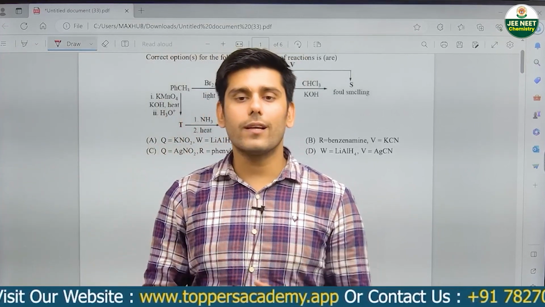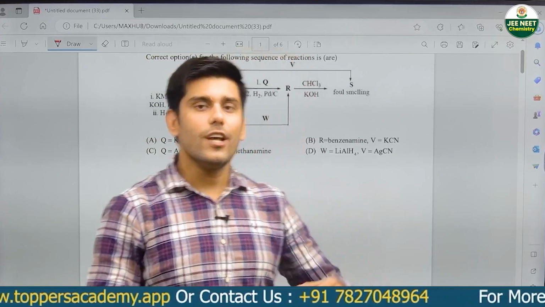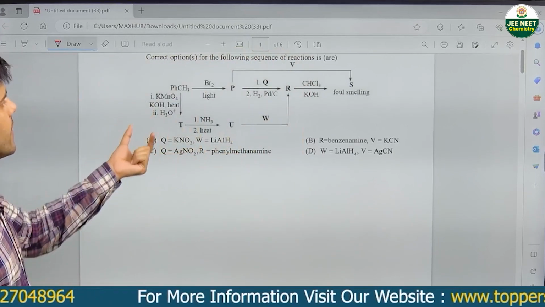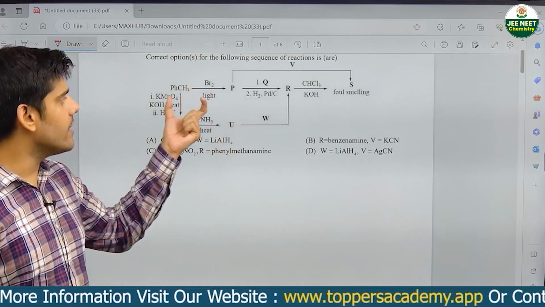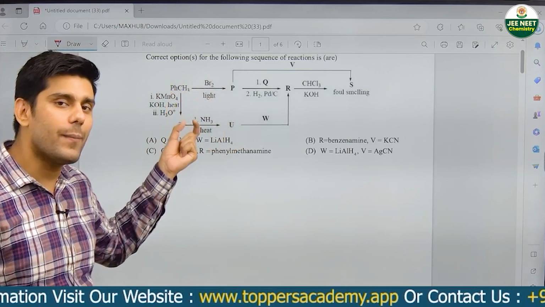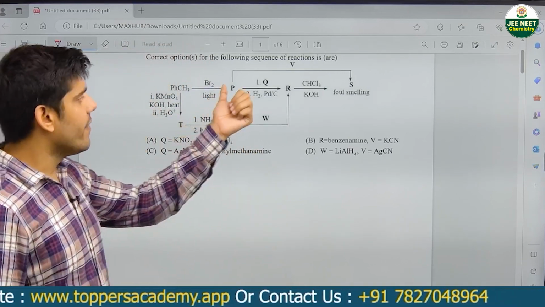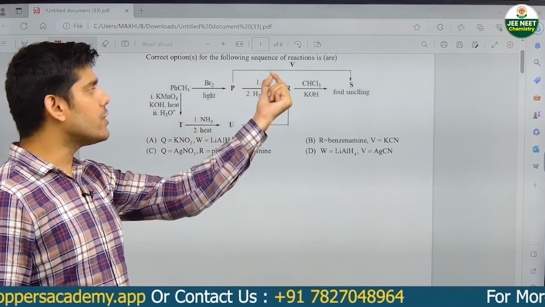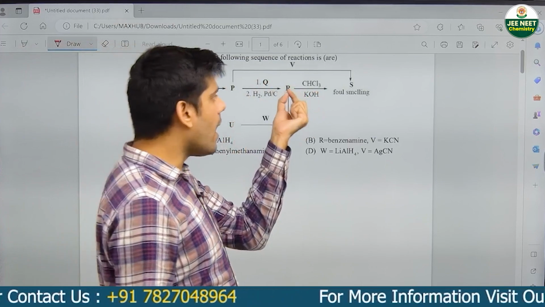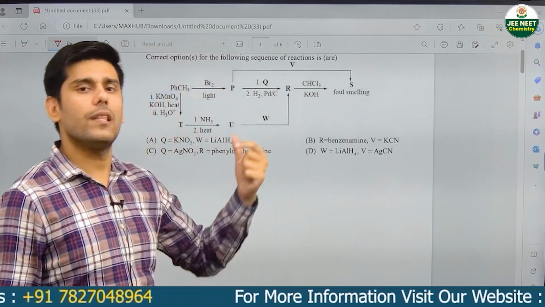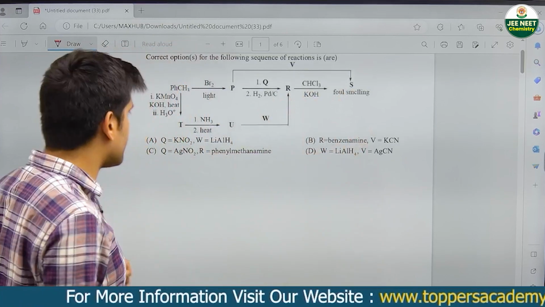Yes, a very warm welcome to everyone. So today we'll discuss a problem from the IIT-JEE Advanced section. So let us see the problem. The problem is that we start from the toluene, and the first reagent is halogenation or bromination in the presence of light. We know that it is for the allylic or benzylic substitution. We get P. P upon reaction with Q followed by the reduction gives you R, and R on treatment with chloroform in the presence of a strong base gives a foul-smelling substance S.